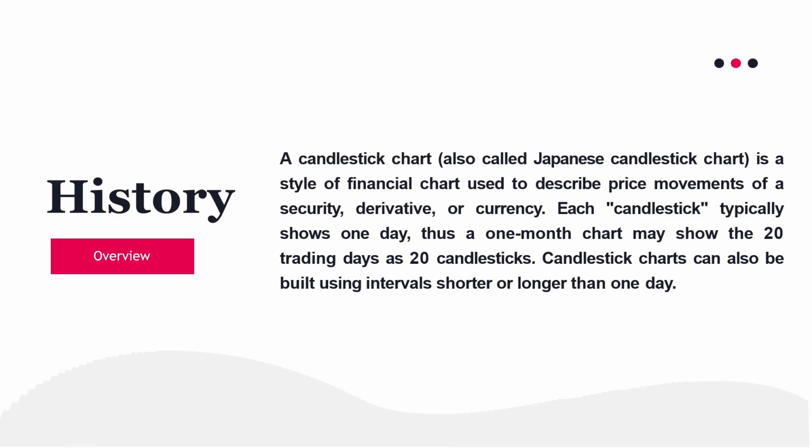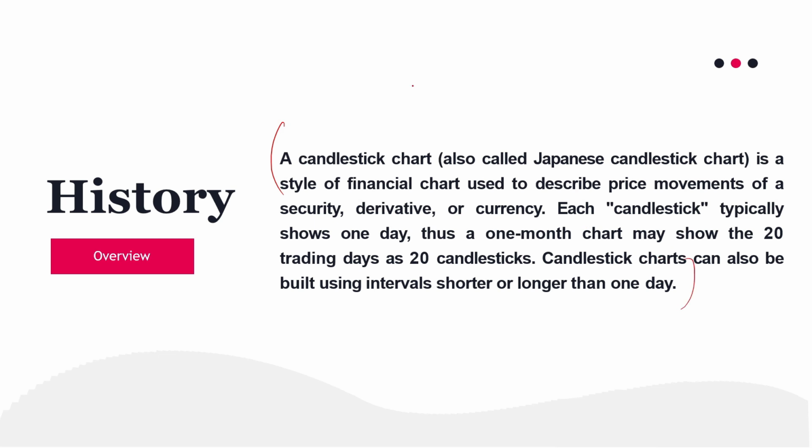So, history. A candlestick chart, also called a Japanese candlestick chart, is a style of financial chart used to describe the price movement of a security, derivative, or currency. Each candlestick typically shows one day, thus one chart may show 20 trading days as 20 candlesticks. Candlestick charts can also be built using intervals shorter or longer than 1 day. I know for most of you this is too technical, so I'll explain in very simple terms so you don't have to crack your head on these big technical definitions.